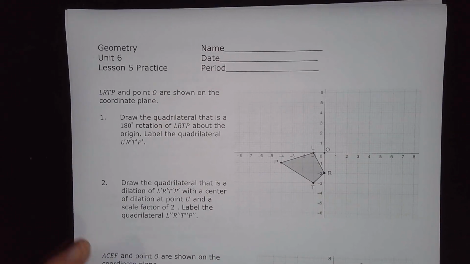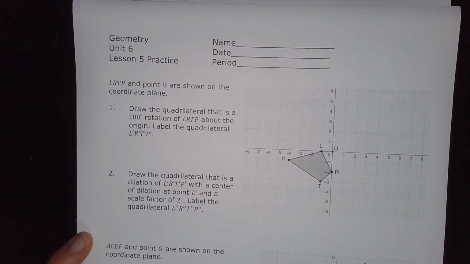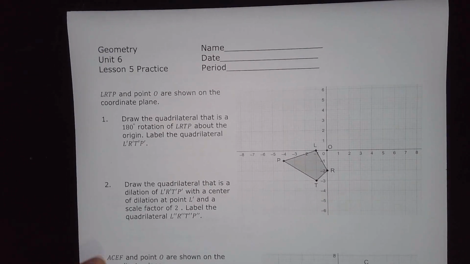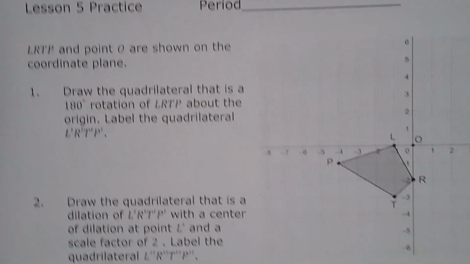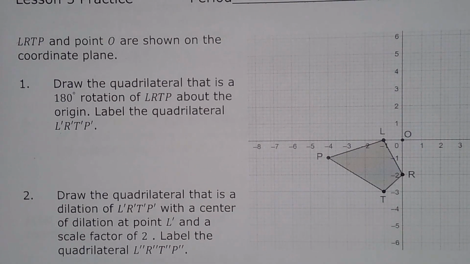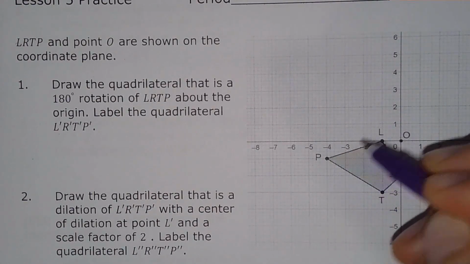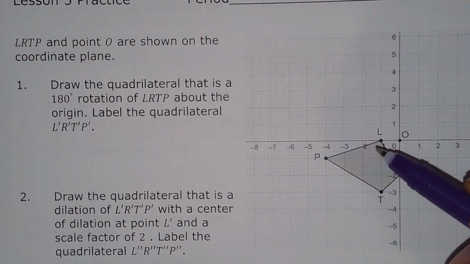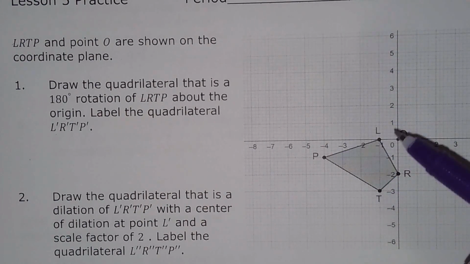Alright, so we're getting into 6.5. That's unit 6.5, and that's drawing transformations. And we have this one right here. We have polygon, quadrilateral, LRTP, and we're going to do a rotation to it, and then we're going to do another one to it.